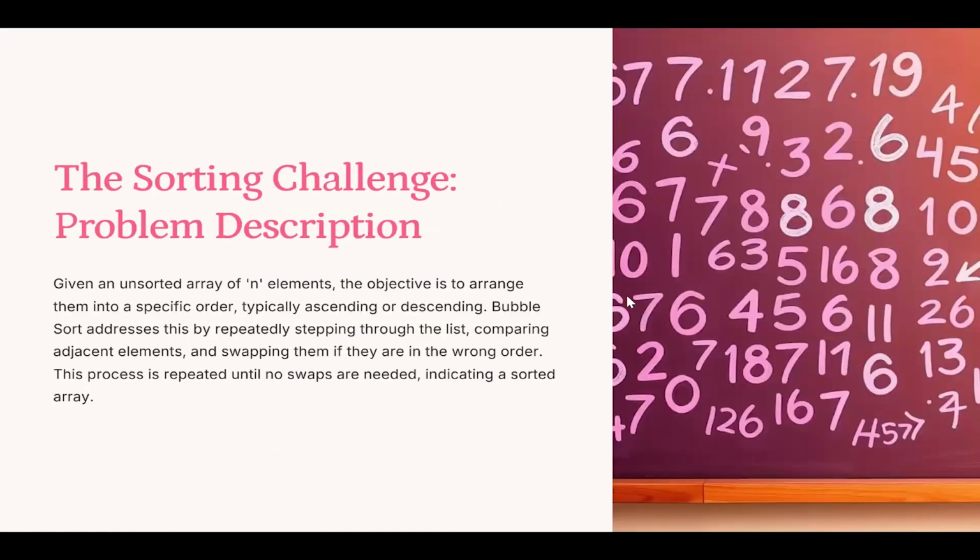So what is the challenge and what is the problem description? For example, given an unsorted array of n elements, the objective is to arrange them in a specific order, typically ascending or descending. Bubble sort addresses this by repeatedly stepping through the list, comparing the adjacent elements and swapping them if they are in the wrong order. This process is repeated until no swaps are needed, indicating a sorted array.